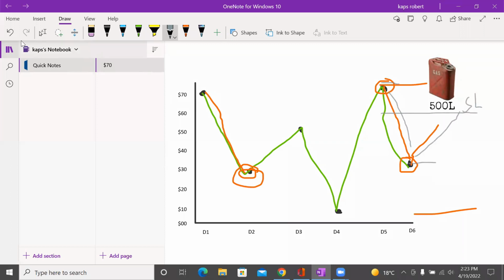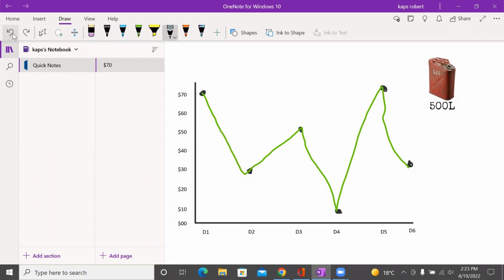You understand? So that's how the market will be moving, and that's how you can build your strategy. You can build it according to the business. You can build it according to the companies. You understand?